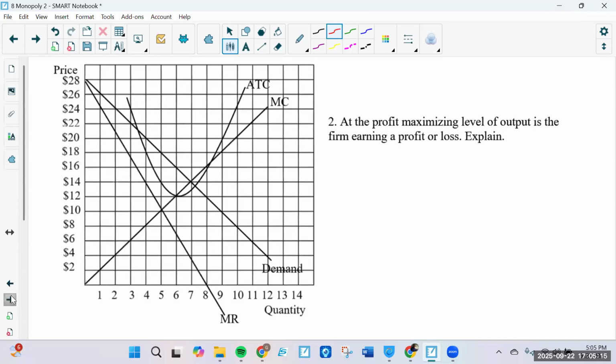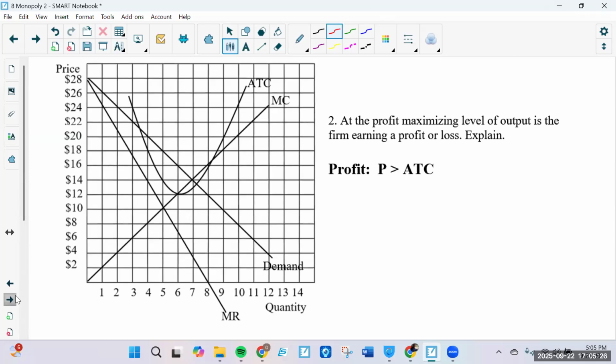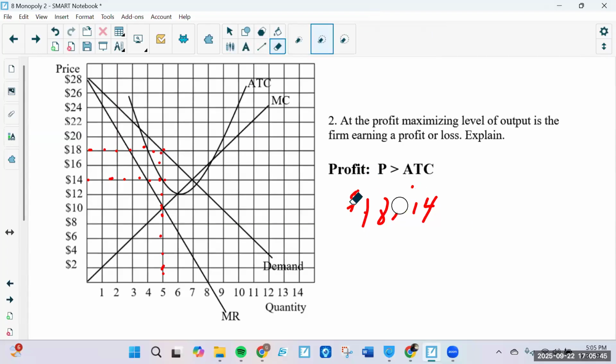Number 2 says, at the profit maximizing level of output, is the firm earning an economic profit or loss? Explain. Well, if you look at this here, all firms produce where MR equals MC, 5 units, and the price is $18 and the average total cost is $14. And since 18 is bigger than 14, this firm is indeed earning an economic profit.